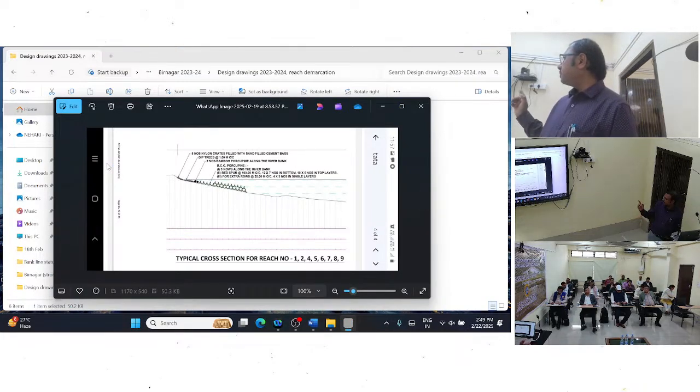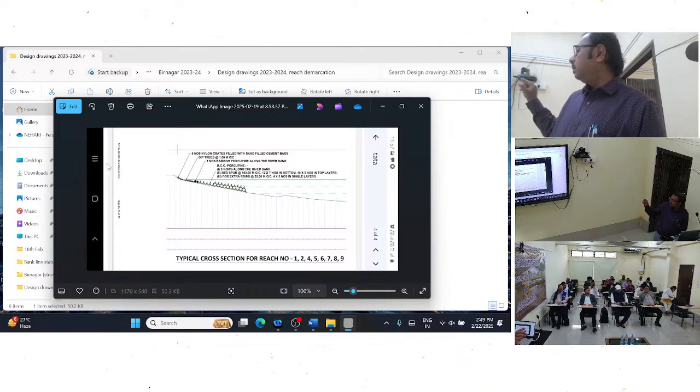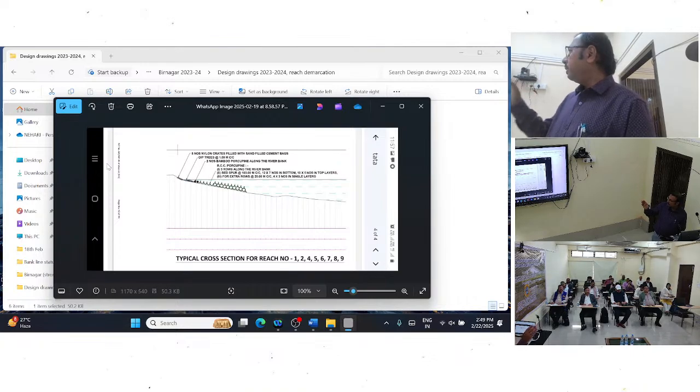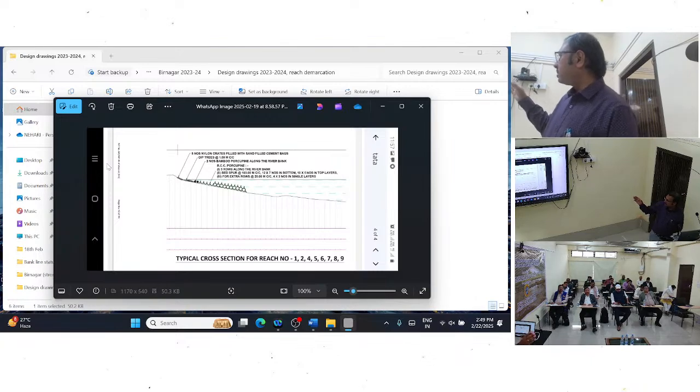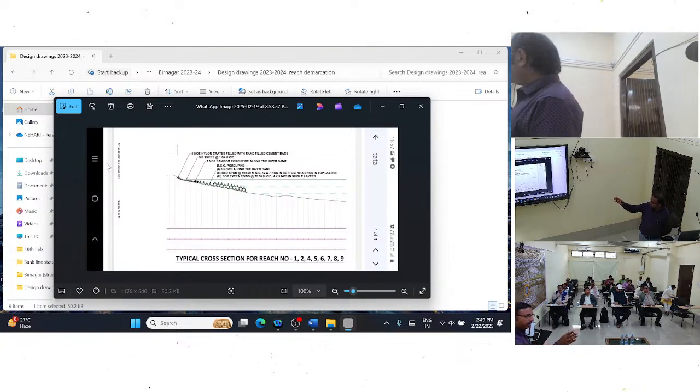This was the drawing I was showing. On the river side, we were laying two layers, and nearer to the banks, we were laying only a single layer, and very close to the bank, we were laying bamboo porcupines and deep trees. That was the design.